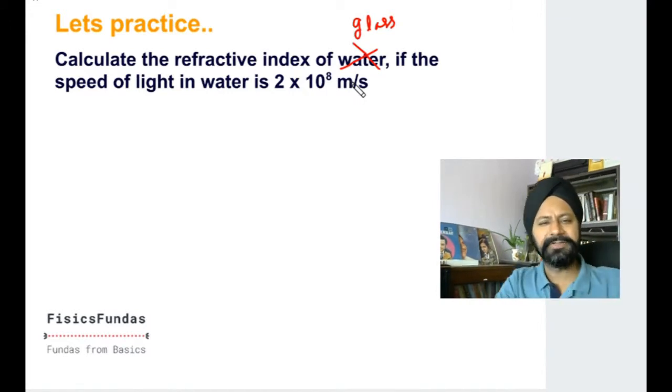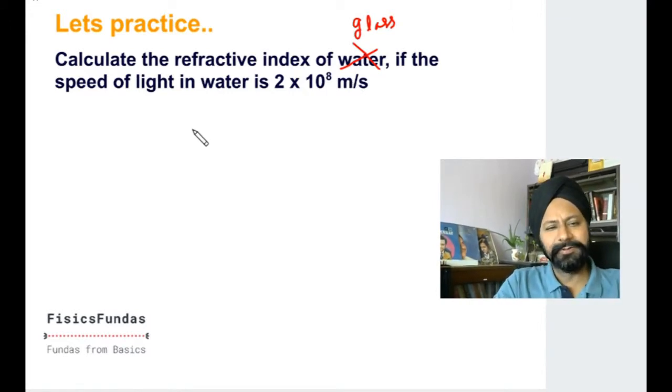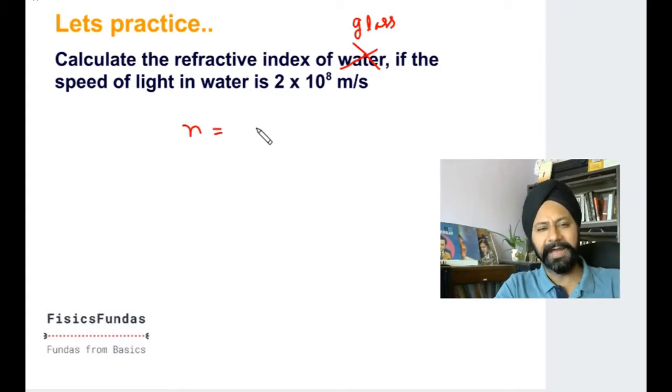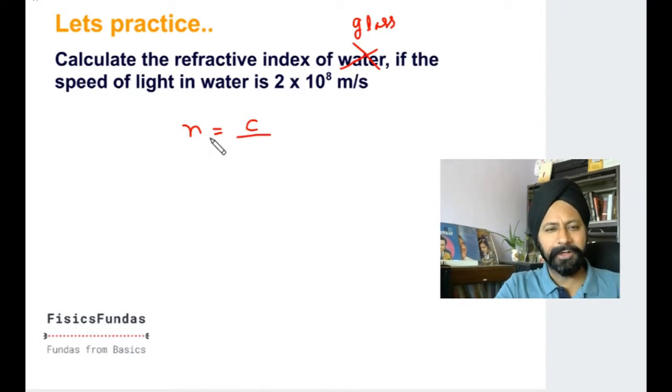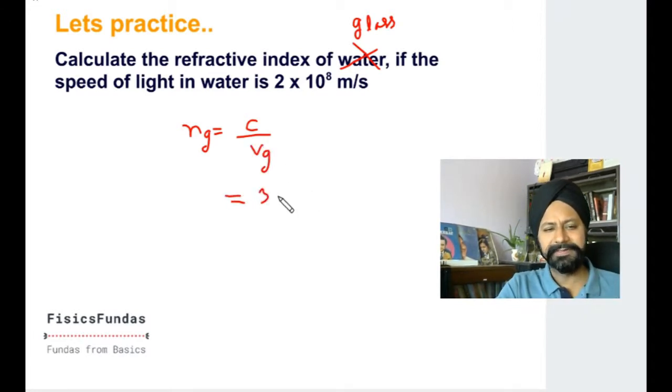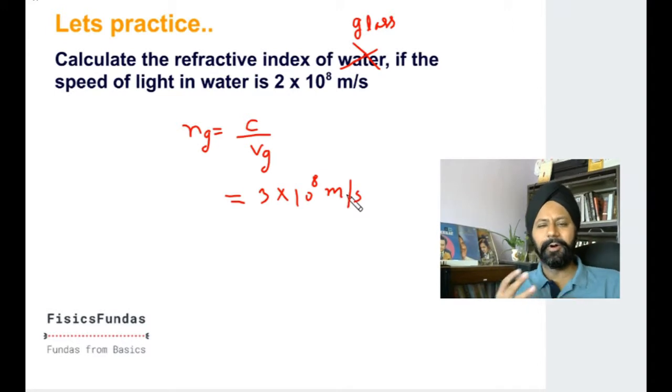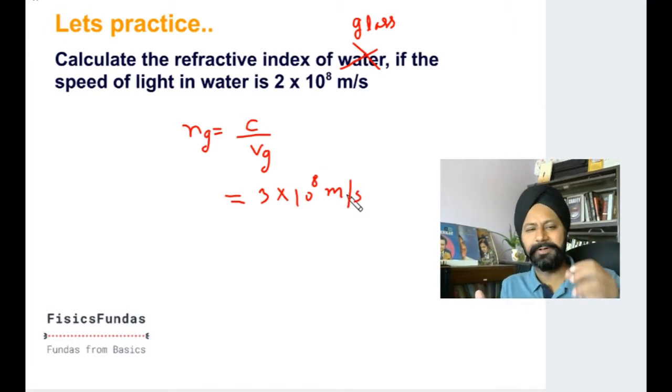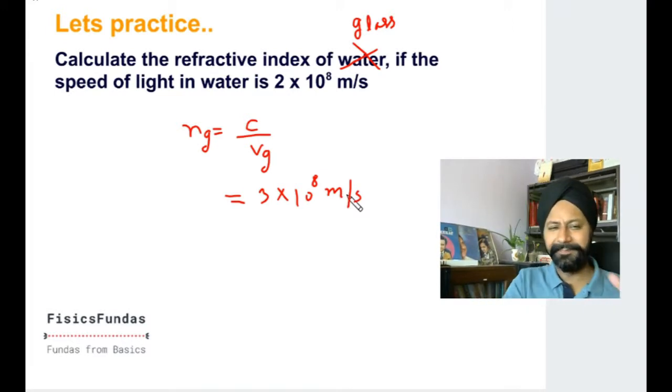So assuming you have already tried it, let's do this together. So refractive index is equal to the speed of light in vacuum, which is denoted by the letter C, divided by the speed of light in the medium, and we are talking about glass. So the refractive index of glass is the speed of light in vacuum divided by the speed of light in glass. So the speed of light in vacuum is one number you can never ever forget, because it has a lot of significance in your life. It is not just the speed of light, it has a big significance.